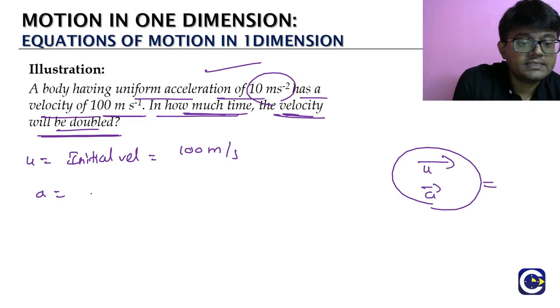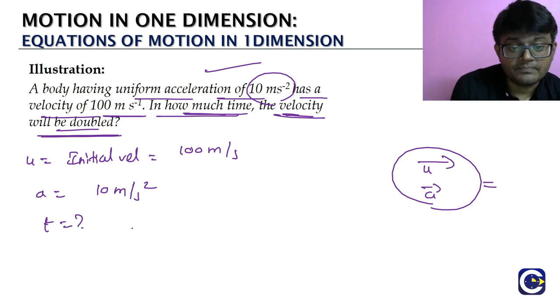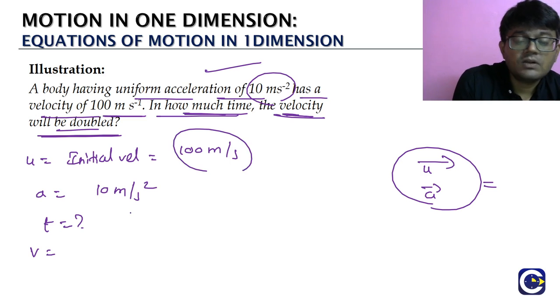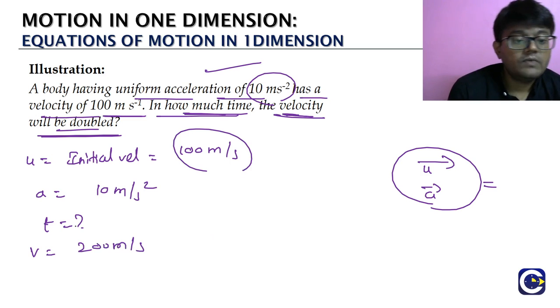Okay, so acceleration is given as 10 meter per second square. We are taking it as positive, and we need to find the time where the velocity will get doubled. Doubled means the final velocity will be double. Initial velocity is 100, so the final velocity has to be 200. We have to find the time.